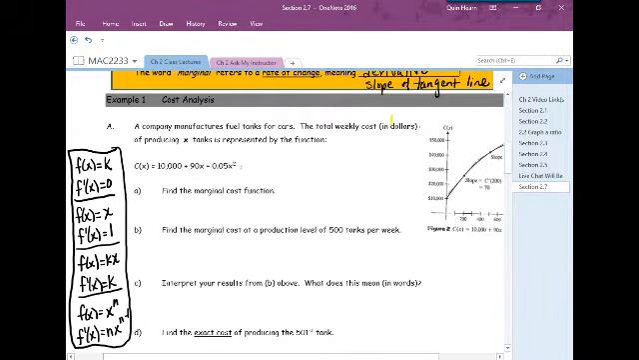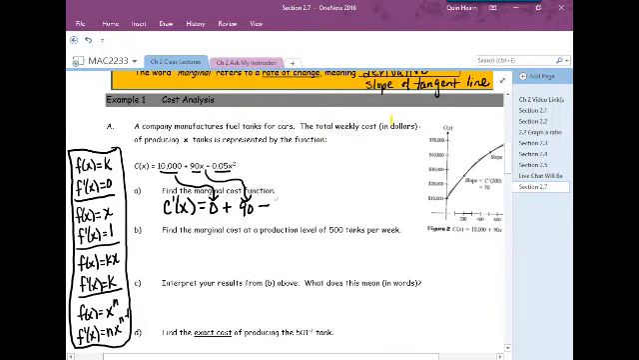So for example here, the cost function is a sum and difference of several different functions. So you're going to apply each of these rules to find the marginal cost. So the first term is 10,000. That's a constant, like f of x equals k, so the derivative is 0. Plus the second term is a number times x, kx. So that means 90x, its slope is going to be 90, just the coefficient of x.